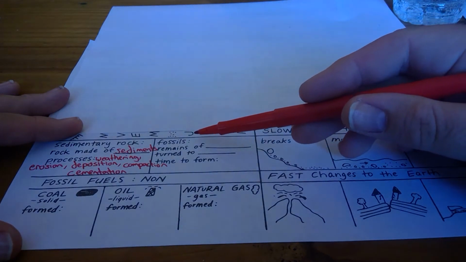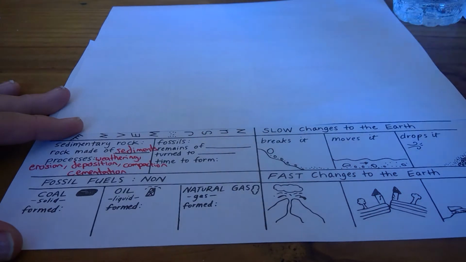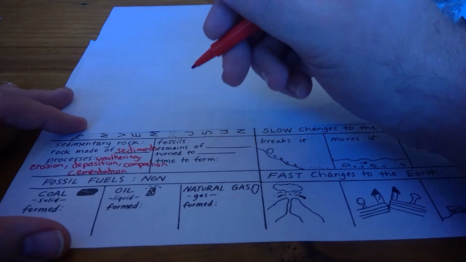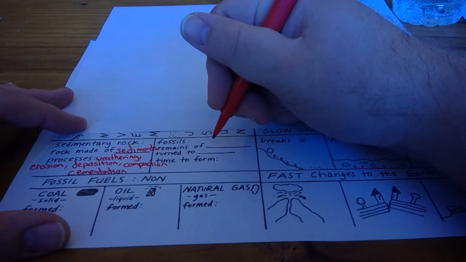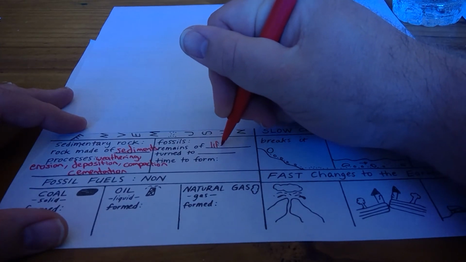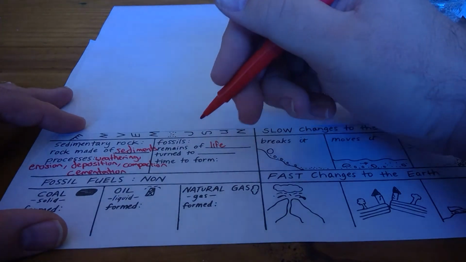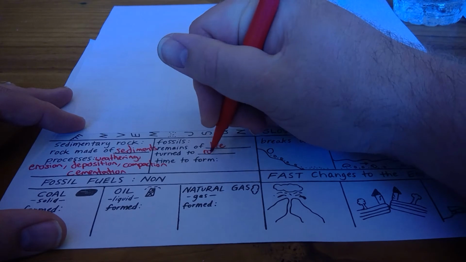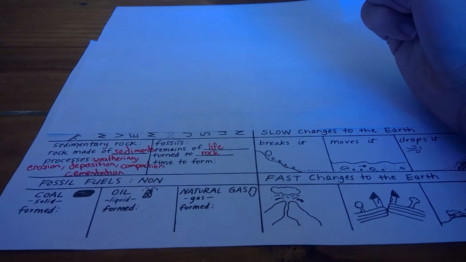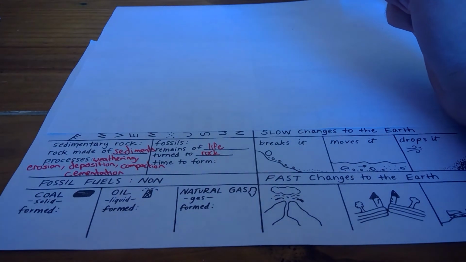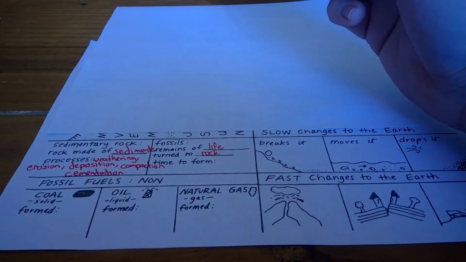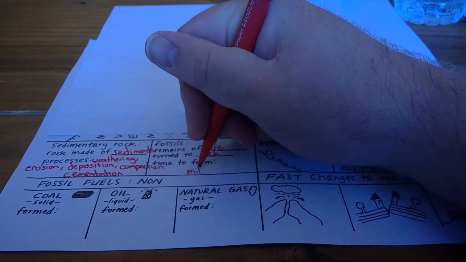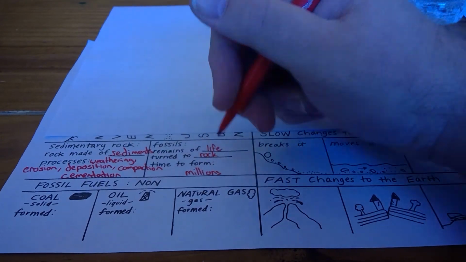Here we have wanting for the definition of fossils. Fossils, the remains of, okay, this is going to be the remains of life. Plants and animals, something that was alive that is turned into rock. Okay. The time to form, well, that's up to debate. There's actually different types of fossils, different processes, but we just put millions of years.